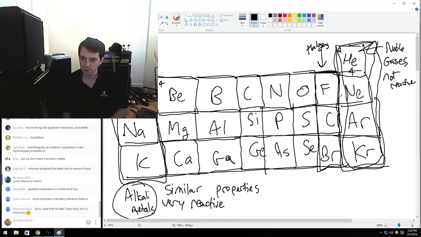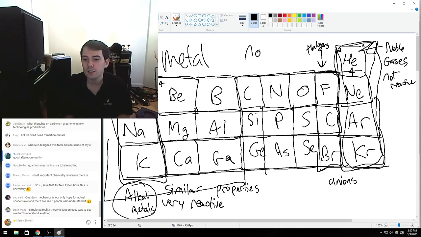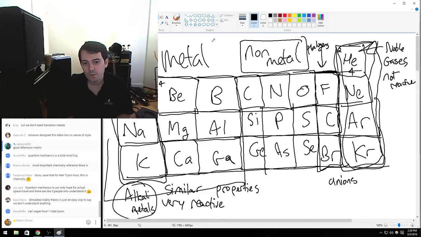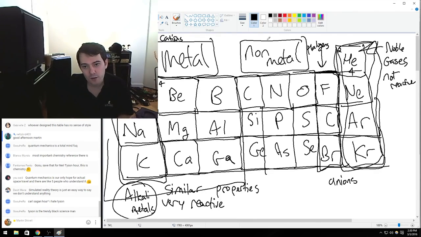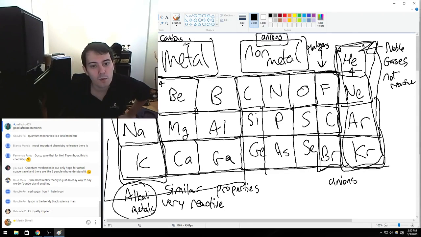They all form anions. In fact, these are all metals. Everything to the left of this line is a metal. Everything to the right is a non-metal. Metals form cations. They tend to lose electrons. Non-metals form anions. They tend to gain electrons and be negatively charged. We'll learn all about why.